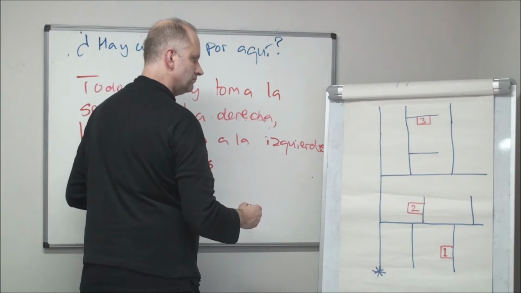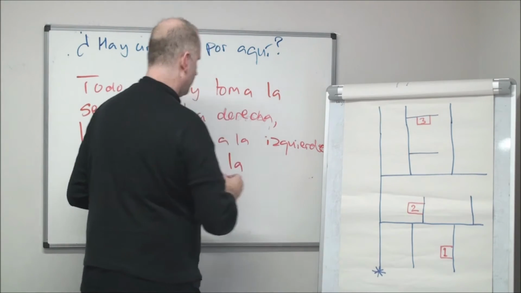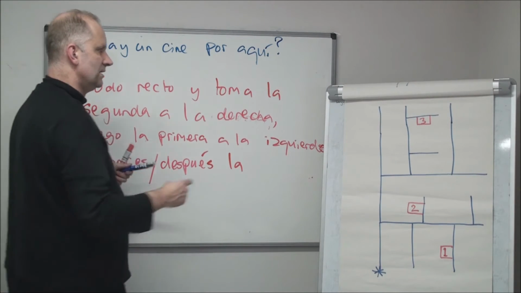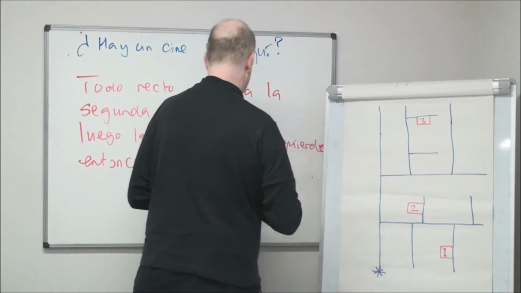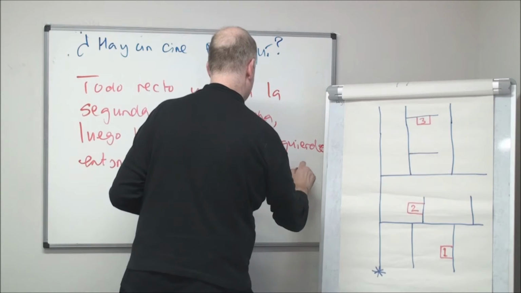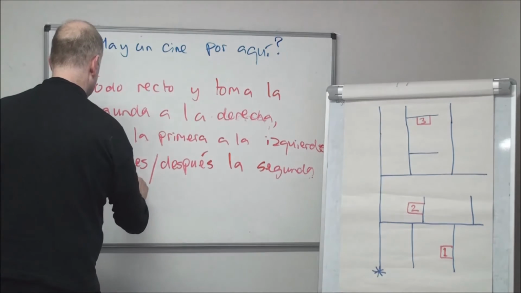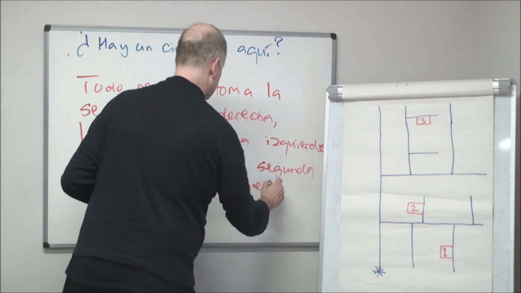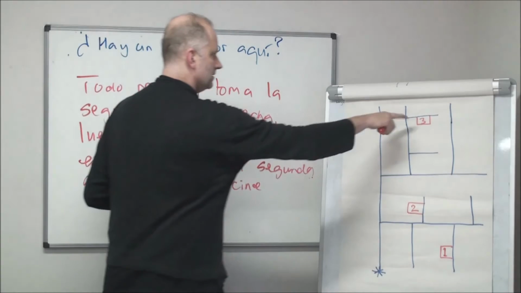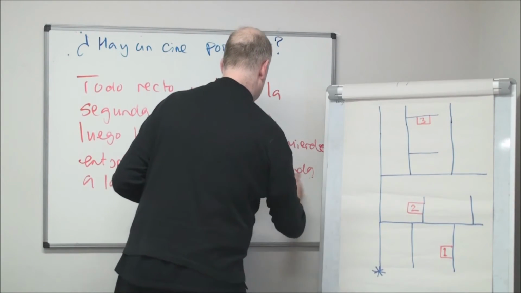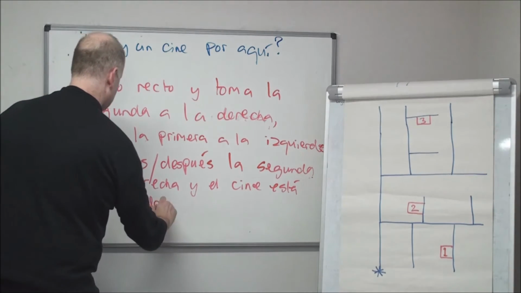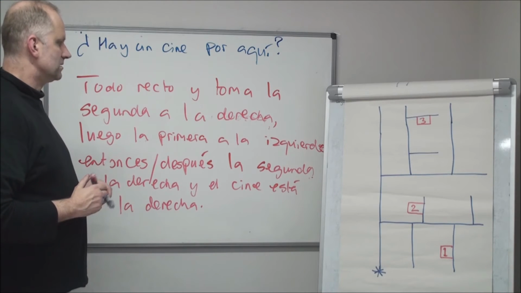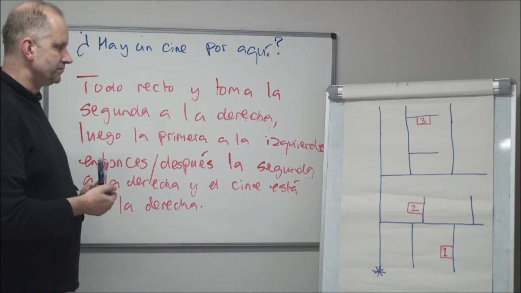So we've got todo recto, tú tomas la segunda a la derecha, luego la primera a la izquierda, después the second on the right, la segunda a la derecha, y el cine is on the right. So el cine está a la derecha. Okay, so that's giving more complicated directions.